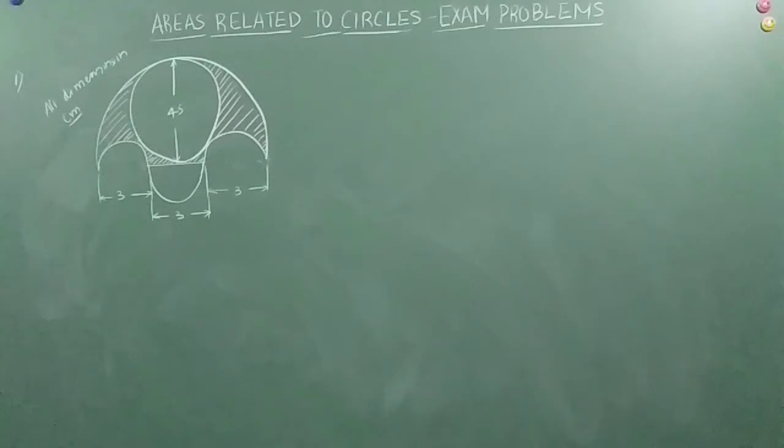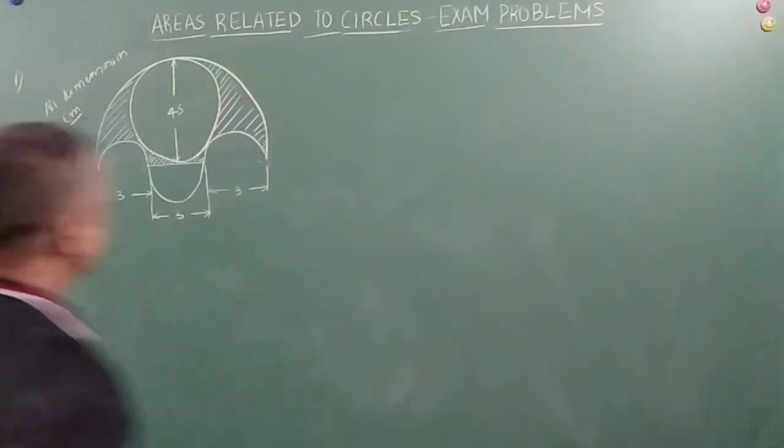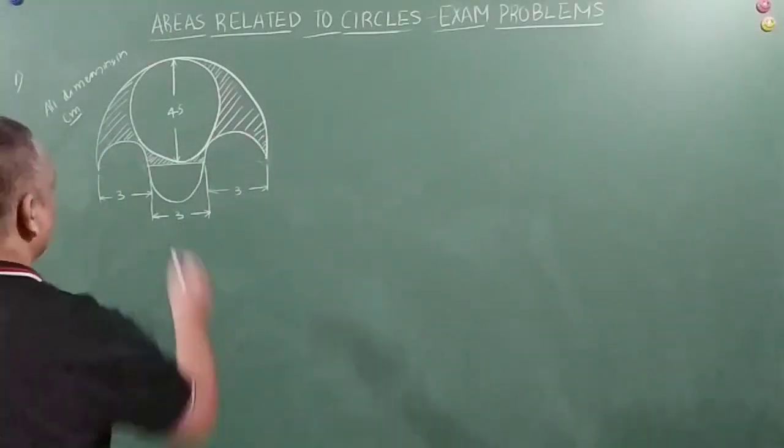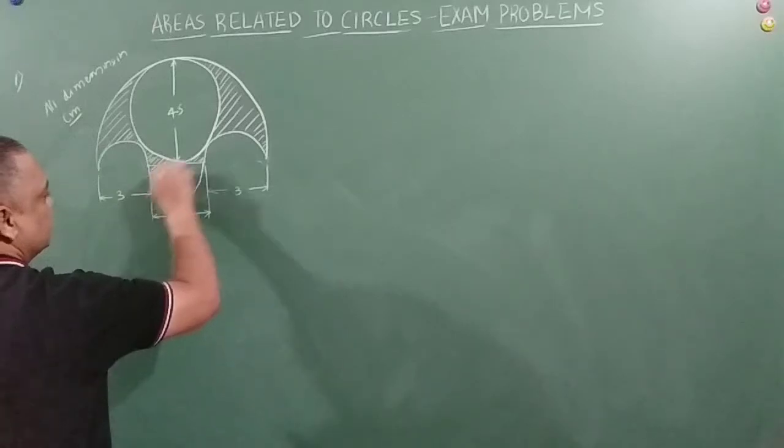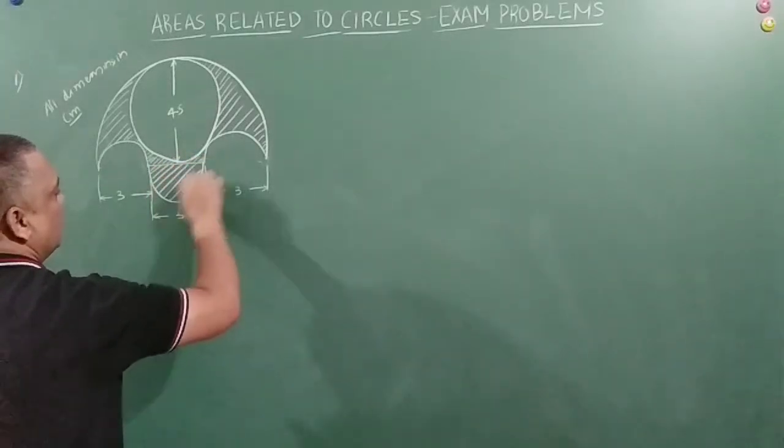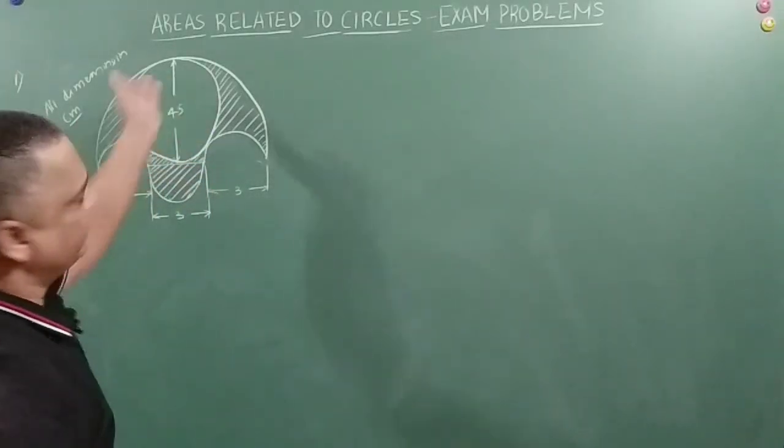So this is the shaded region. We are expected to find the area for this, right? So friends, there are two things basically. Oh, sorry, even this also is shaded, right? So this area we need to find out.